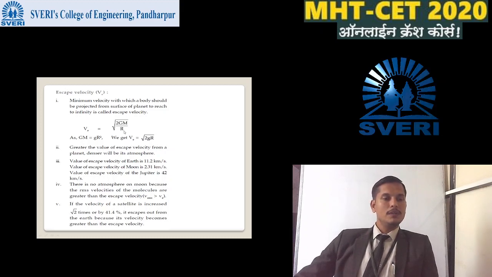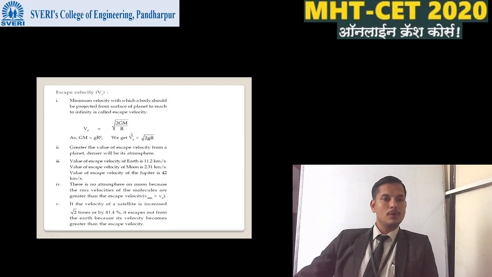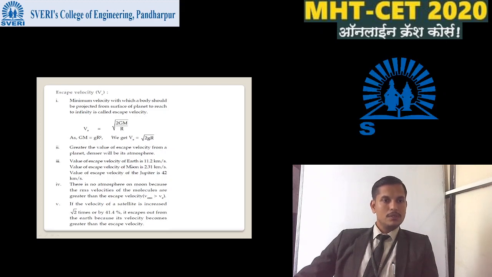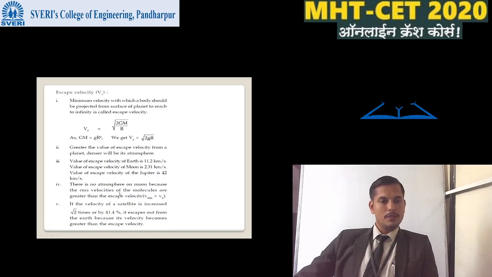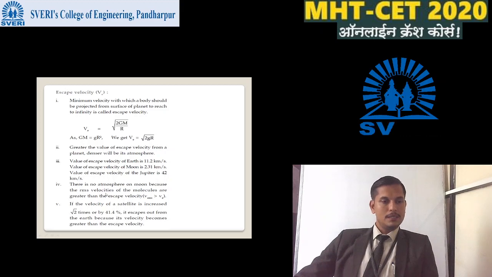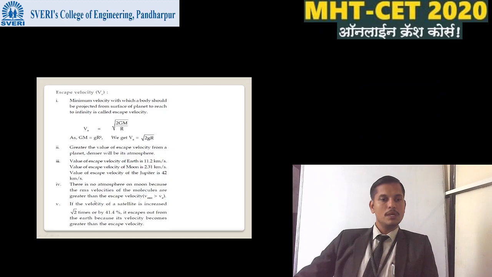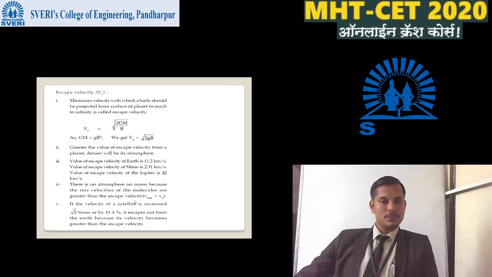It is given by Ve is equal to under root twice GM upon R. So greater the value of escape velocity from a planet, denser will be its atmosphere. The value of escape velocity of the earth, everyone knows, is 11.2 km per second. For moon and Jupiter it is given, and there is no atmosphere on the moon because the RMS velocities of the molecules are greater than the escape velocities.